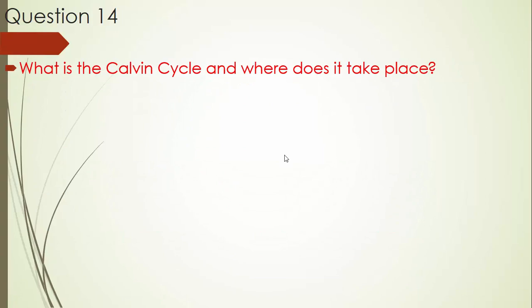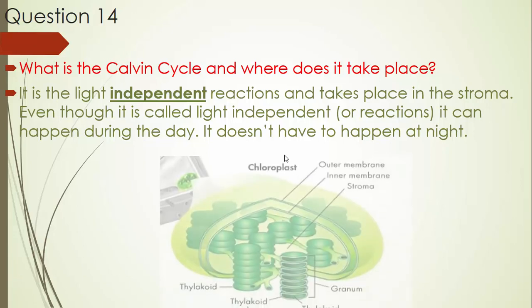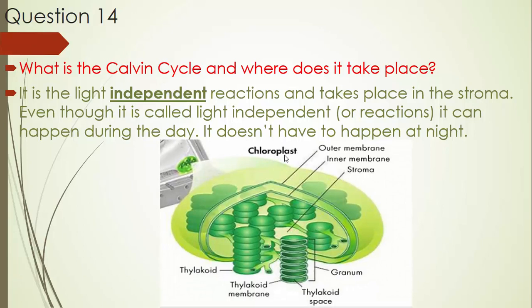Number 14, what is the Calvin cycle and where does it take place? So it is the light-independent reactions, and it takes place in the stroma. Even though it's called the light-independent reaction, it can happen during the daytime. It doesn't have to happen at night. A lot of times people say that it's called the dark reaction because it happens at night. That's incorrect. It doesn't only happen at night. It happens all the time during the day as well. And that's because for the light-independent reaction to work, you need the products of the light-dependent reaction, which we'll get to in a little bit.